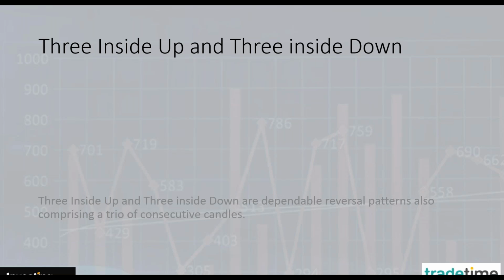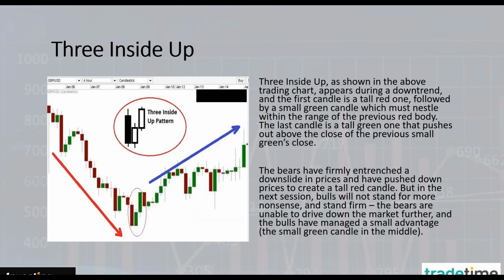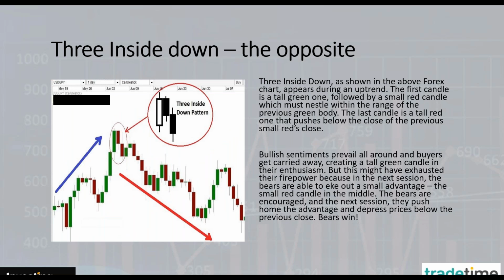Then we have 3 inside up and 3 inside down. Again, they're complicated little signals where in a downtrend you have a bearish candle, then you get an opposite color, a bullish candle, and then a second bullish candle, which the 2 candles together exceed the size of the previous candlestick of the previous move. And then the 3 inside down is the exact opposite. They're telling you that the current trend is also over.